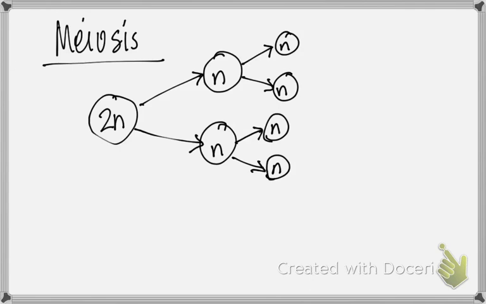Look at it. So this is your parent cell, and these are your daughter cells. You have 4 different daughter cells.